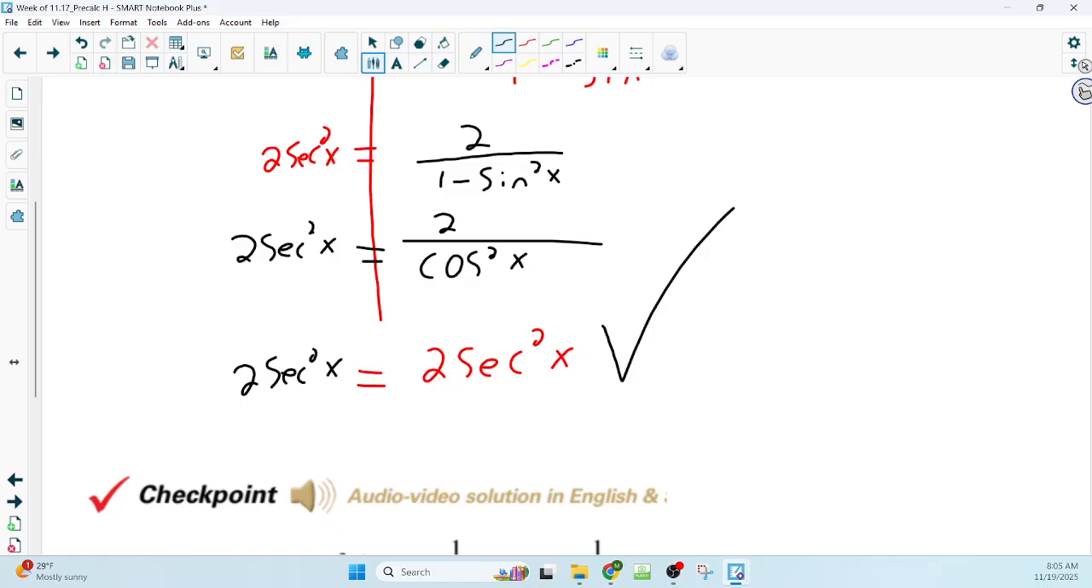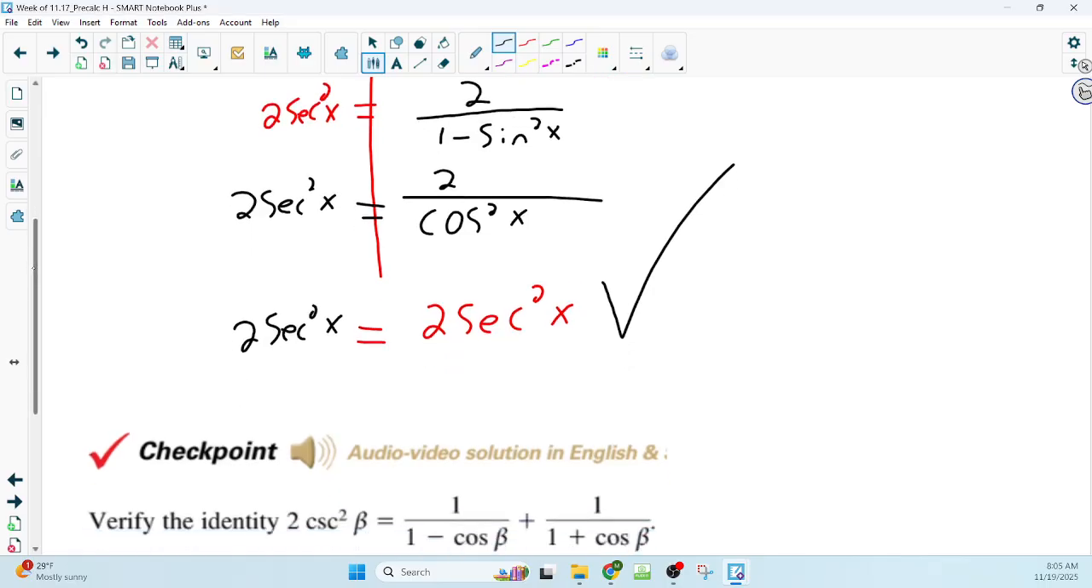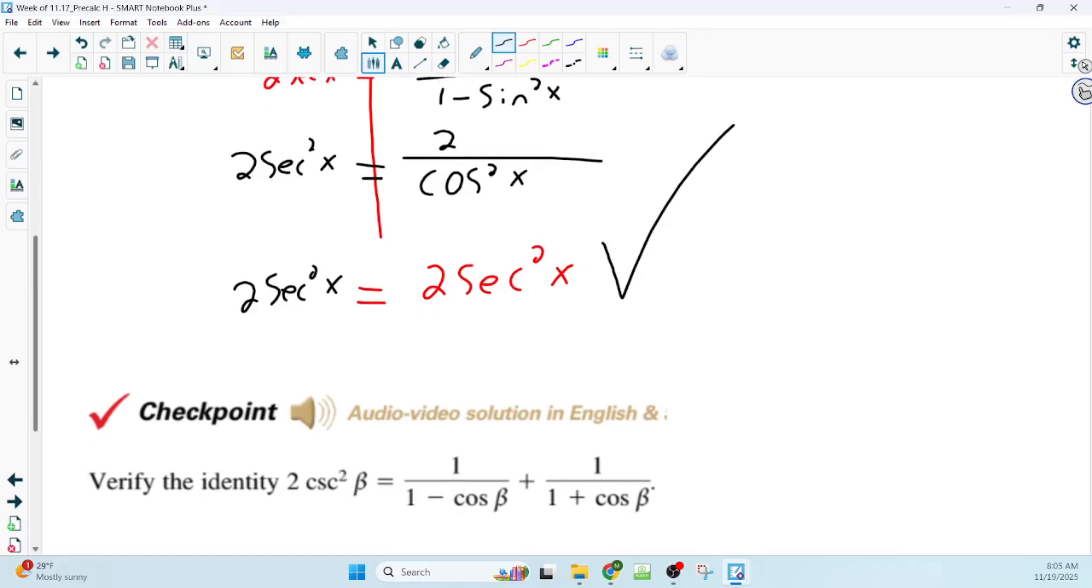I'd love you to pause the video and give this problem a try. It's very similar to the last one. Which side do you think you'd work on? Just ask yourself that question. Leave the other side alone for a little bit and see if you can get the right side to equal the left side. So try that, and we will reconvene shortly.